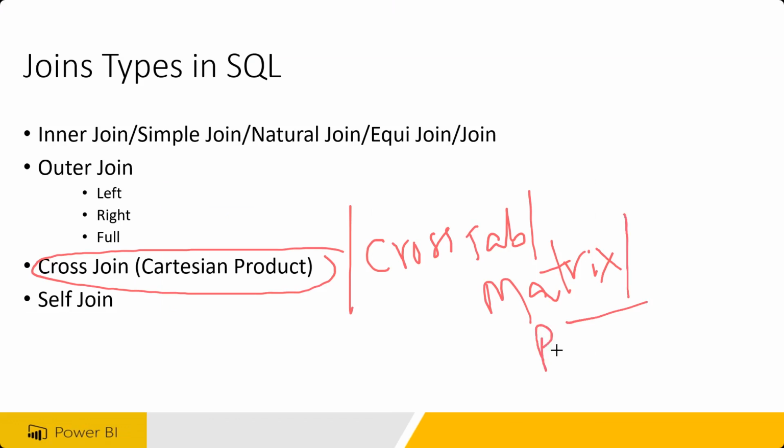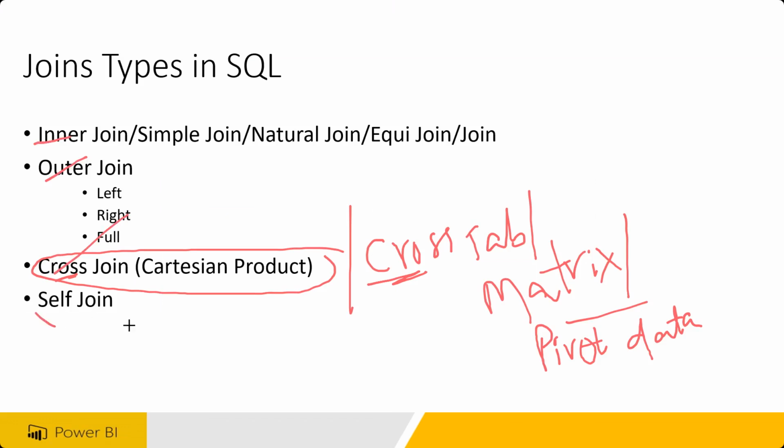This is what is called pivot data. Okay, matrix data, pivot data, cross tab data, cross join data. You can see the cross tab means from here only it came. And it is also called Cartesian product. Yeah, am I clear? So this is one more use case or advantage of a cross join. So we discussed inner join, outer join, cross join.